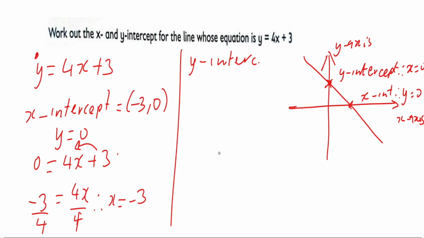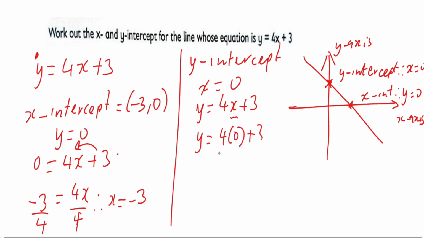Now, the y-intercept is when x equals 0. So inside that equation, where there's x, you replace it with 0. So y equals 4 times 0 plus 3. So y equals 0 plus 3, which is 3. And therefore, our answer is basically 0, 3.